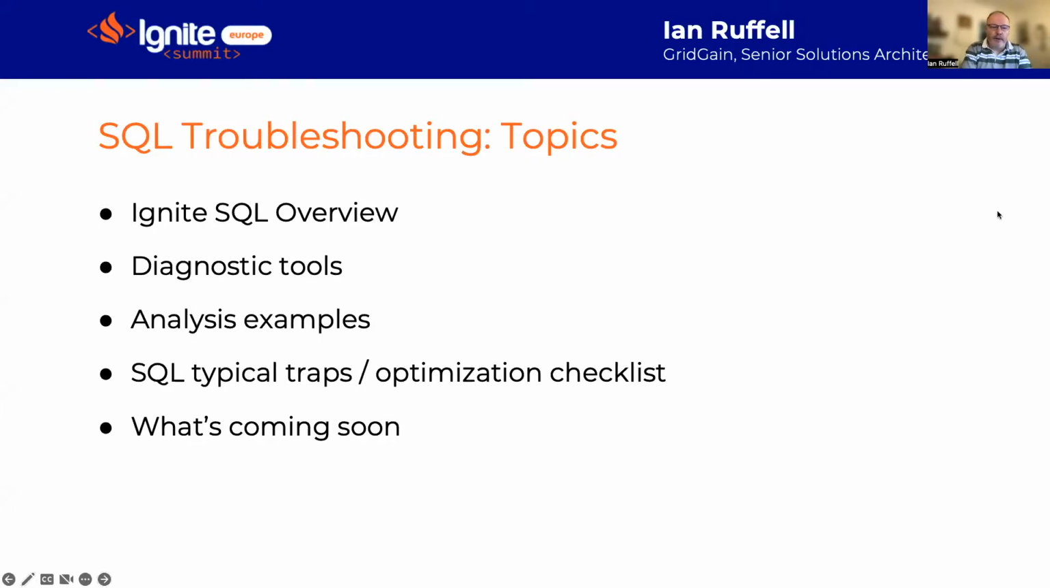So what we're going to look at today is an Ignite SQL overview, so how Ignite handles SQL, some of the diagnostics tools we can use, and then we'll look at some analysis examples. And we'll move on and have a look at what some of the typical SQL traps are, and come up with an optimization checklist. And then we'll have a quick look about what's coming in Ignite version 3.